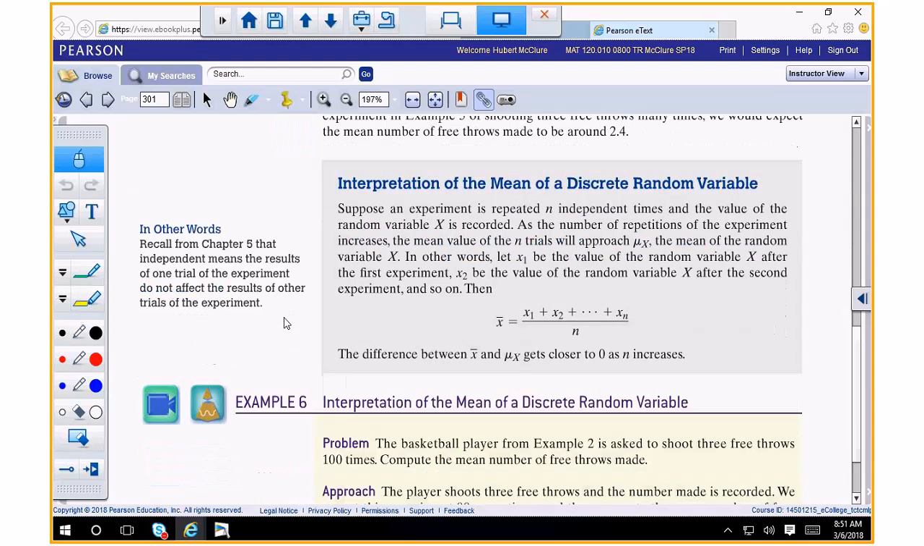Okay, write this down. You don't have to write down this whole thing. You just might want to write down page 301, purple box, interpretation of mean. The difference between x bar and mu gets closer to 0 as what? N increases. What does that have to do with as n increases? What did we study about in the first part of the chapter on probability? What's the rule of what?